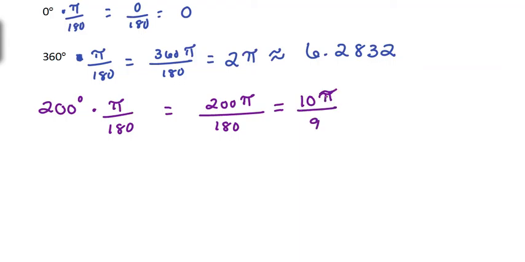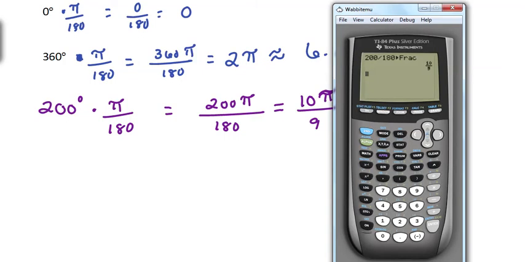Notice that when I use the pi symbol, that means it's an exact answer, so I can use equals. When I have to round it, then I have to use the approximately, and 10 times pi divided by 9 is 3.49.